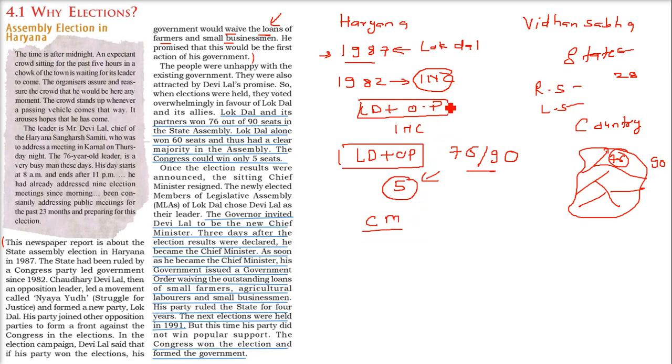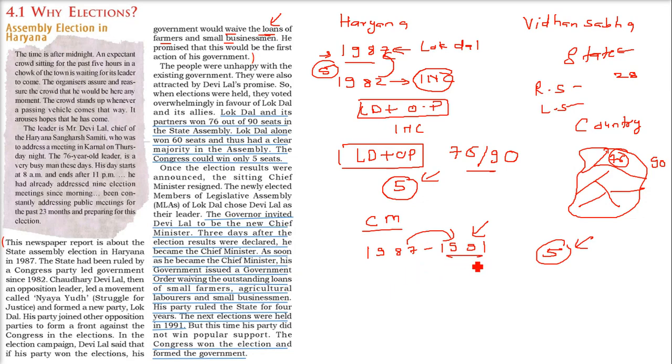When he came to power, the first thing he did, as he promised, was waive off the loans for farmers and businessmen. All the outstanding loans were waived off. He ruled the state for 4 years, from 1987 to 1991, and in 1991 the next election was held. From 82 to 87 is 5 years. Generally, assembly elections and general elections are held after 5 years, that is the periodic time. But here it went for just 4 years, and then the election was conducted again.